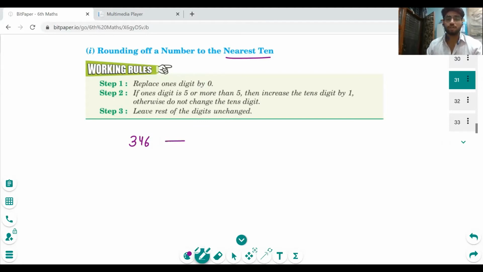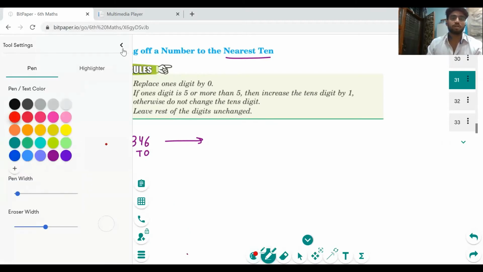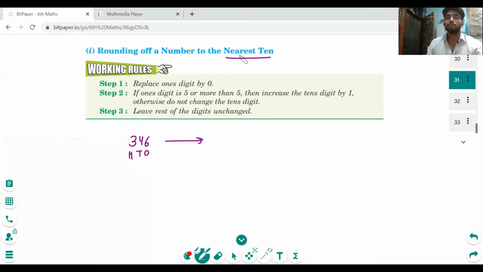The very first rule is to replace the ones digit. This is ones, tens, and hundreds, right? We will replace the ones digit with a zero. So if we have to round off to the nearest 10, the digit that comes previous to that, we will make it equal to 0. Okay, so this will be 0.